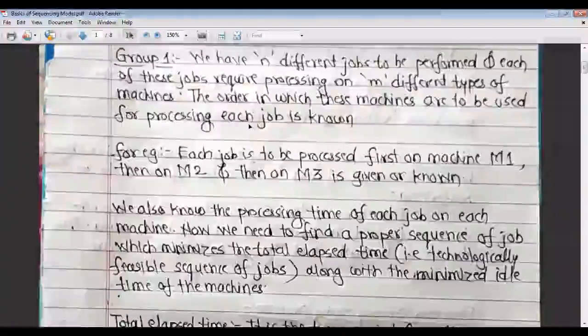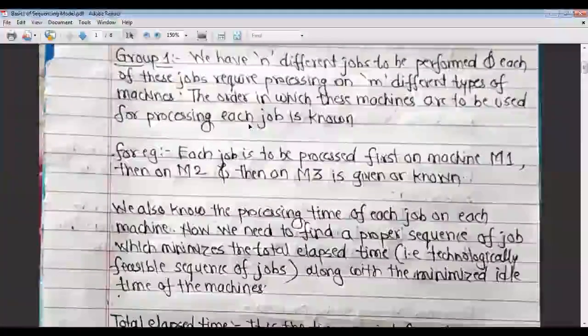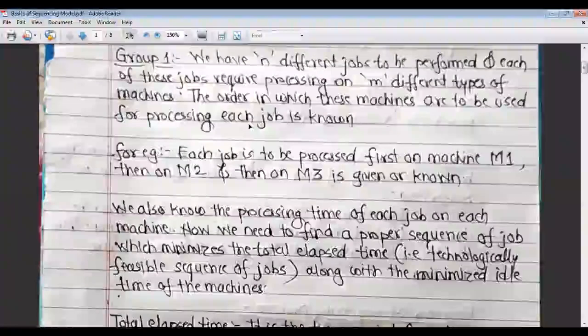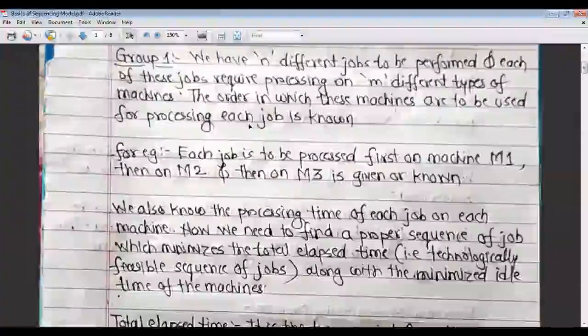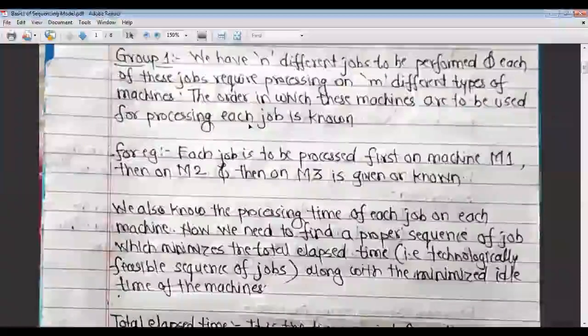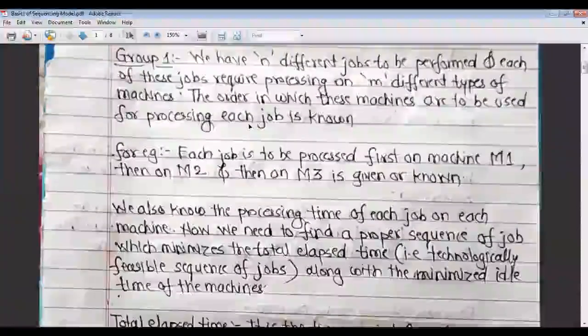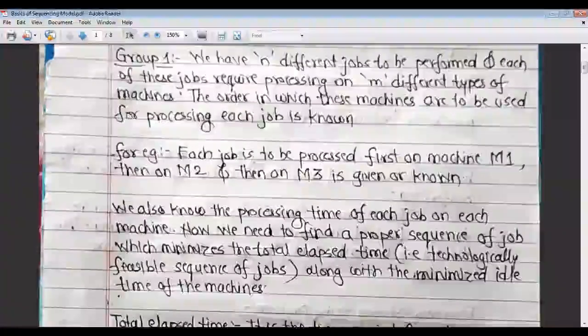The variables that we cannot change are the constraints, right? So what are the variables that we can't change? It is the number of jobs that we have, the number of machines that we have, and the processing order. These variables are acting as constraints. So for a sequencing problem, the objective function is to minimize the total elapsed time along with the idle time of the machines, and the constraints are the number of jobs, the number of machines, and the processing order.